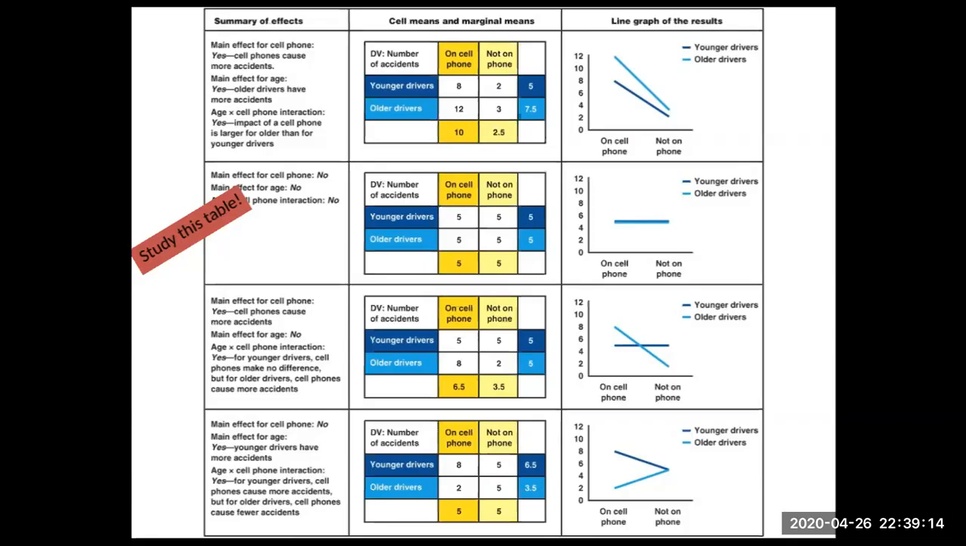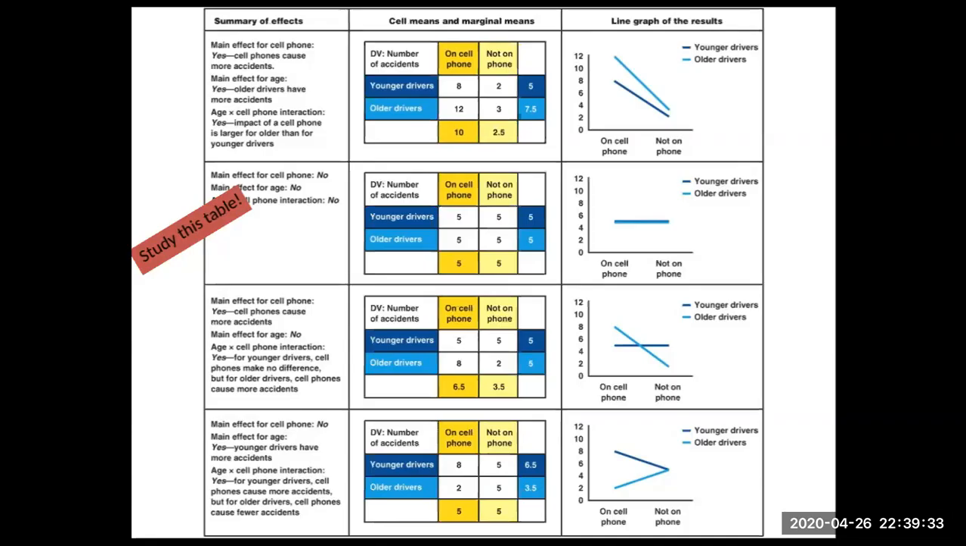If we were to use simple subtraction, 8 minus 5 is 3, 2 minus 5 is negative 3. That works out. Looking at the bottom, going down, 8 minus 2 is 6, 5 minus 5 is 0. Again, we have that same idea. So that just confirms, yes, we have an interaction.